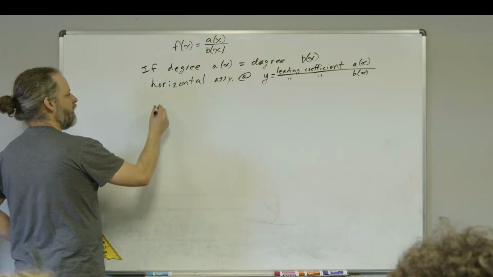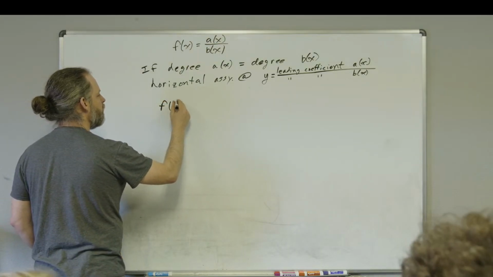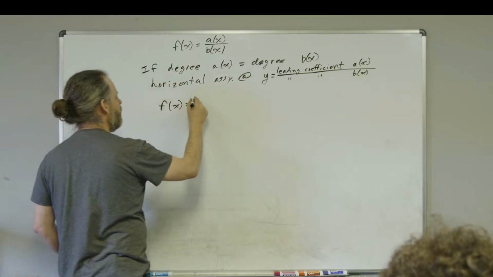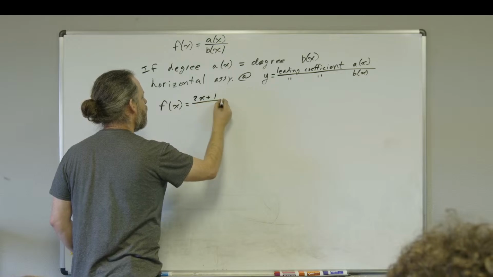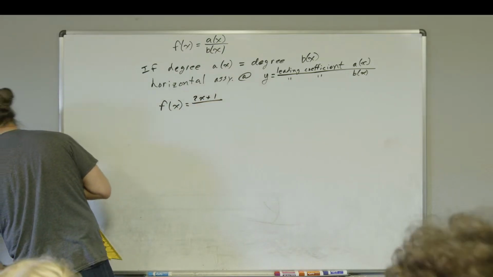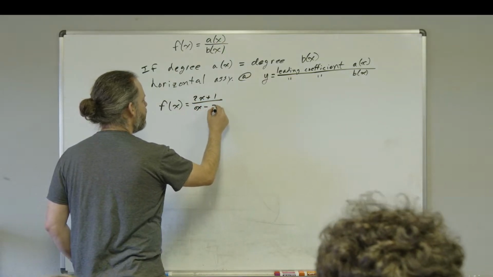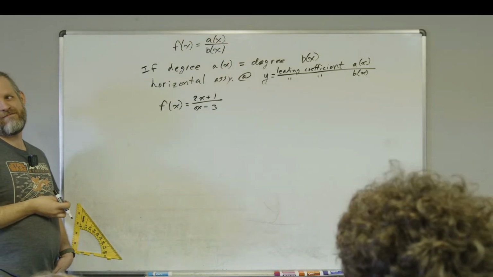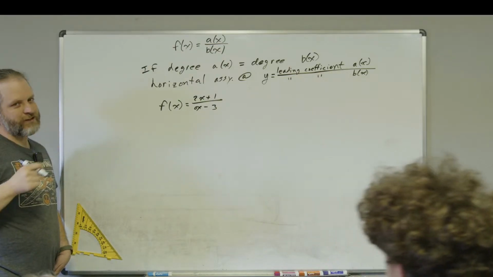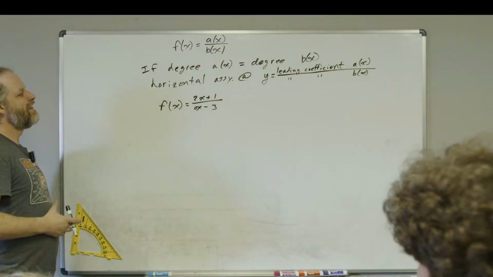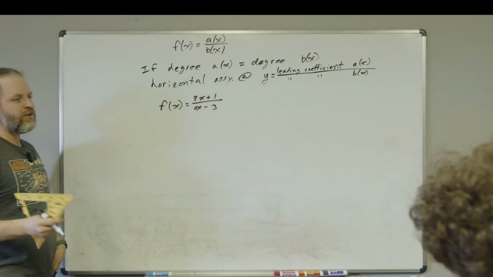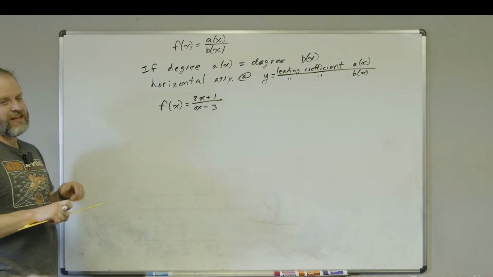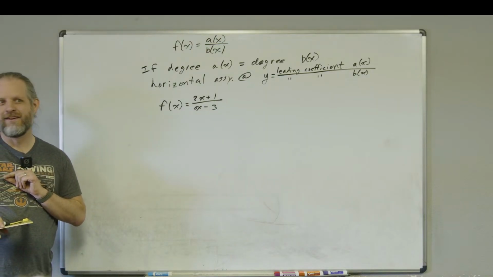So something like f of x equals 2x plus 1 over x minus 3. What's the degree of the numerator? 1. What's the degree of the denominator? 1. They match. Great. So what is the leading coefficient of the numerator? 2. What is the leading coefficient of the denominator? 1. What's 2 divided by 1?